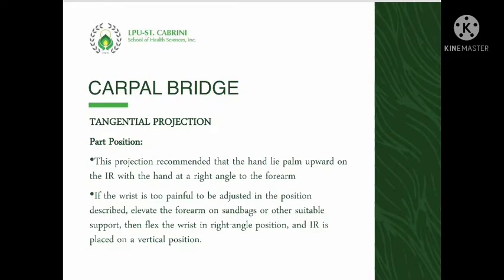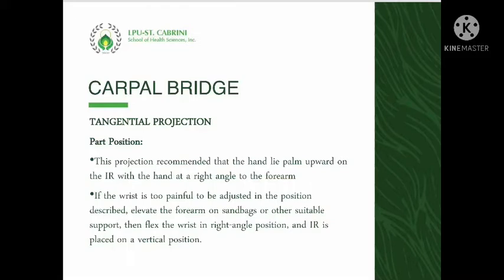The recommended position for this projection is that the hand lies on the image receptor with palm upward, and the hand is at a right angle to the forearm. This position requires the patient to stand at the end of the radiographic table.